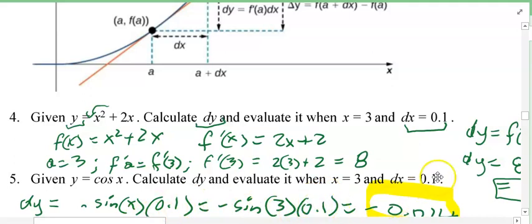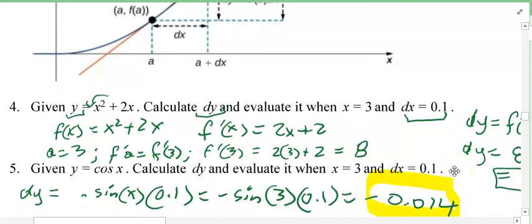Make sure that your calculator is in radians so that when you do negative sine of 3 times 0.1, you get the correct answer. So that's going to be negative 0.014 with a bunch of numbers following, but we'll round it to negative 0.014.